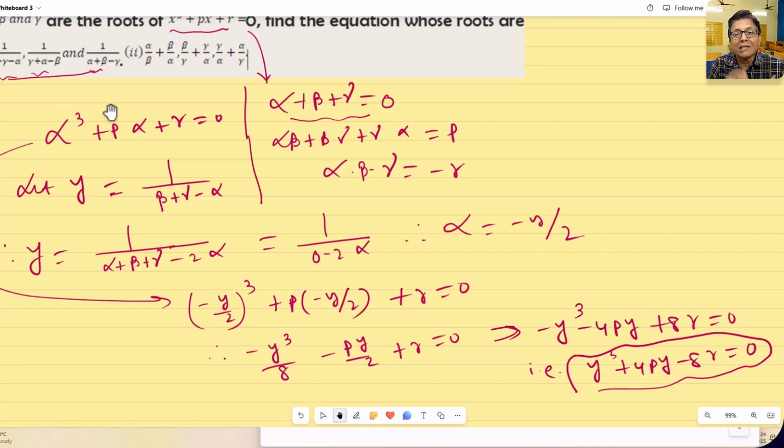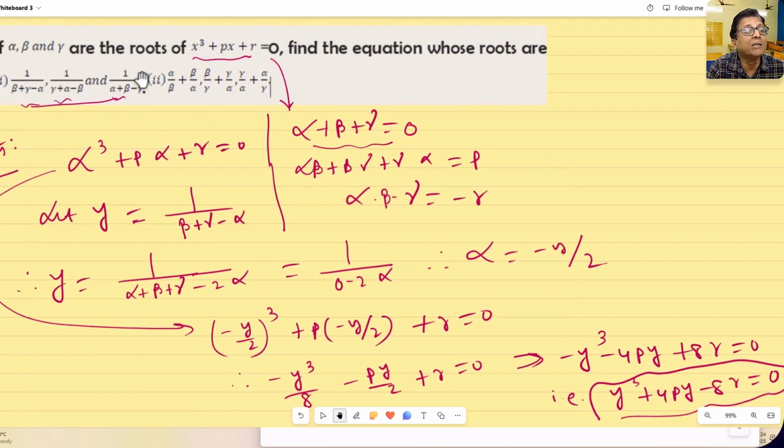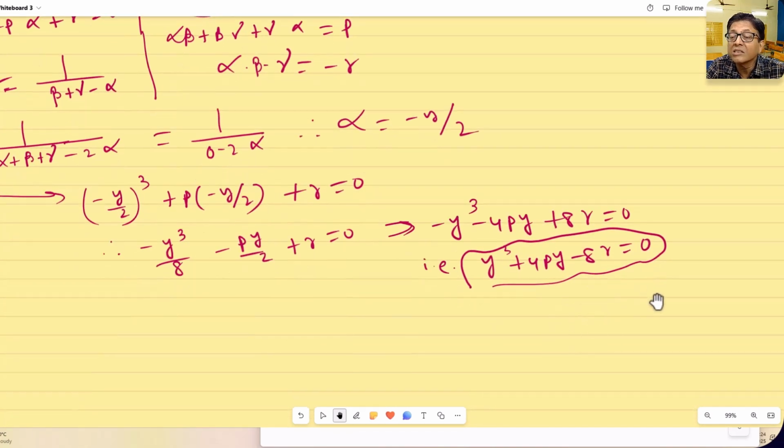Now a question may arise apart from this. Suppose they have asked you to find the product of this thing. They have given that alpha, beta, gamma are the roots of this equation. Now get the value of this product: 1 by beta plus gamma minus alpha, into this. How do you get it? This equation's roots we got. This equation's roots are of the form 1 by alpha plus beta minus gamma, 1 by beta plus gamma minus alpha, in that form.